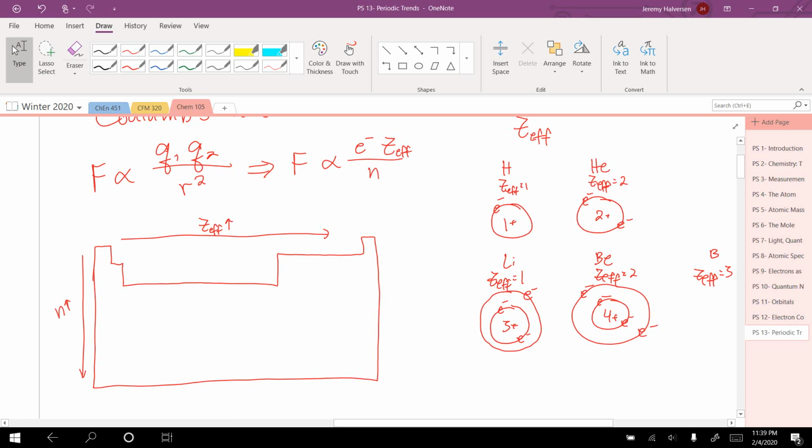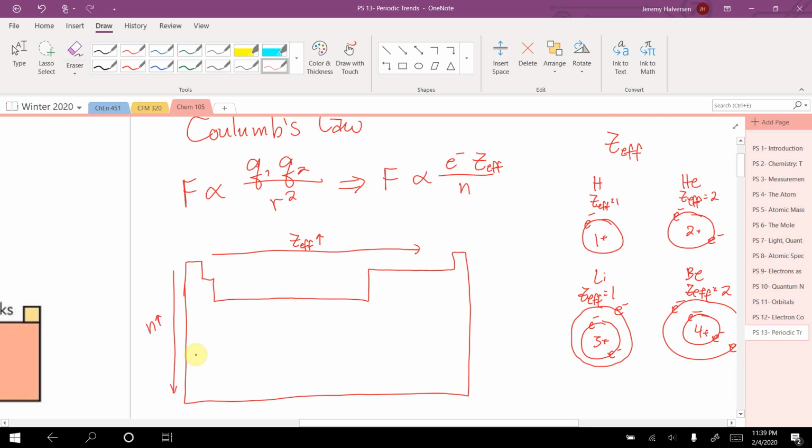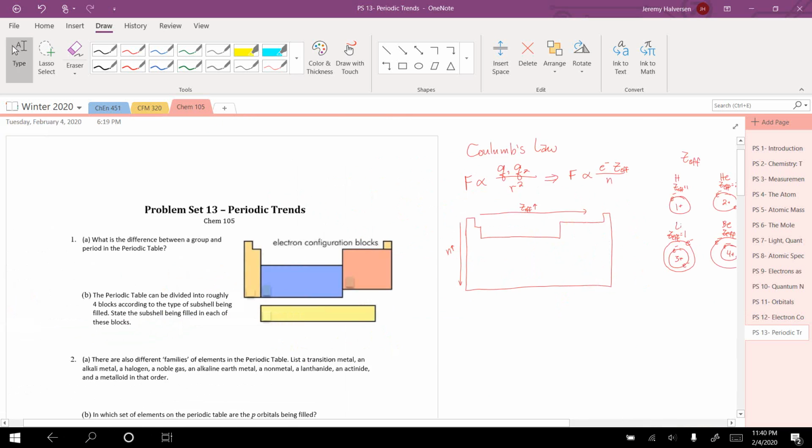Now, keep in mind, you're not going to be really calculating Z effective. These aren't actual real calculations. This is just a very simplified model, but it works really well in the context of these periodic trends, and so that's why we use it. So what you need to understand is, as you go down the periodic table, N increases, and when N increases, the force of attraction decreases. As you go across the periodic table, Z effective increases, and when Z effective increases, the force of attraction increases. So with those 2 explanations, we can explain all the periodic trends. So that's your little mini lecture about Coulomb's law in the context of atoms.